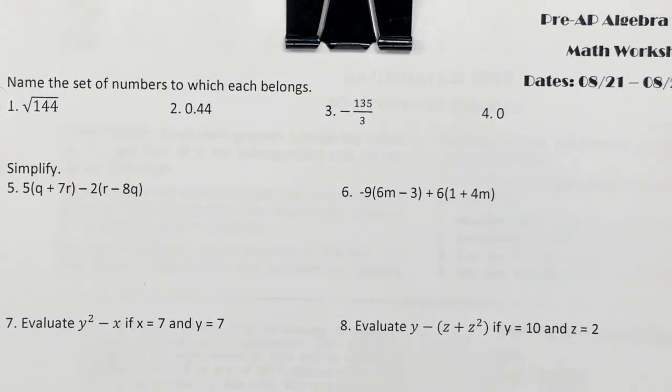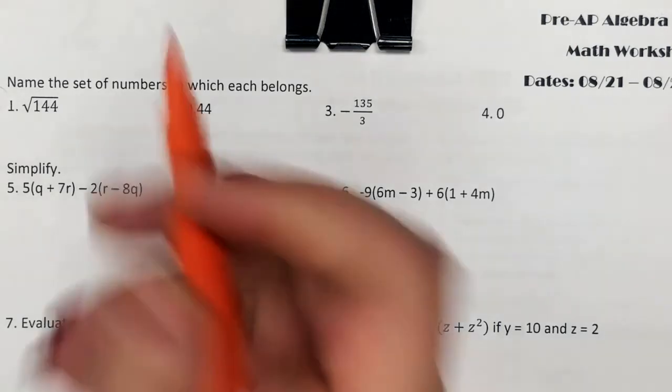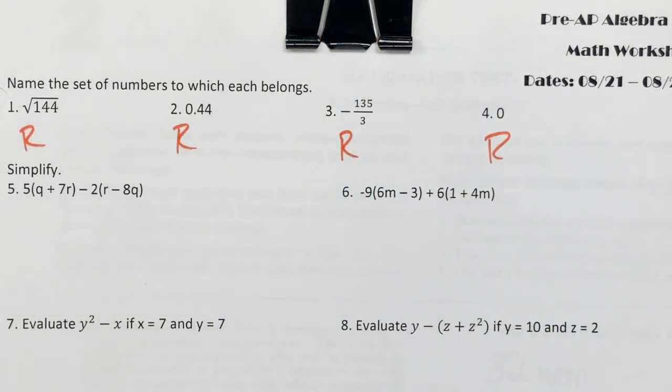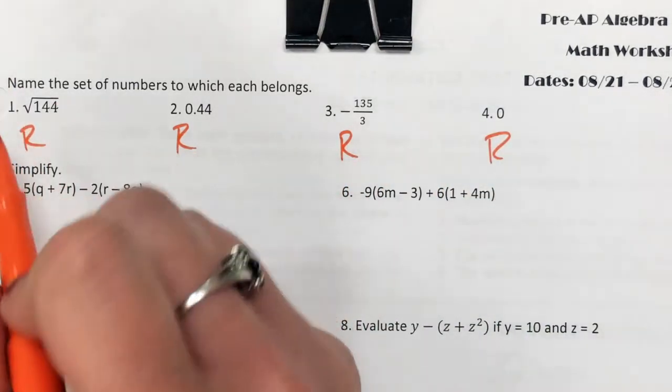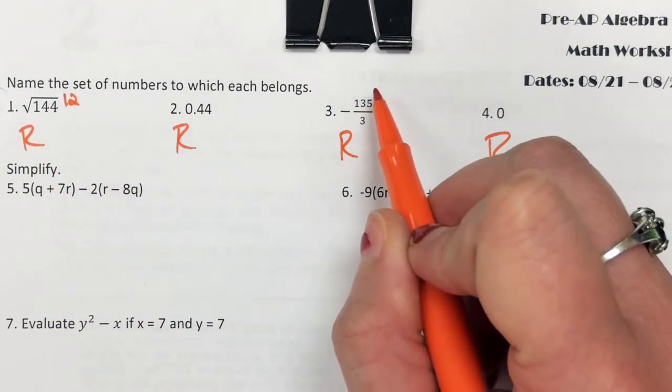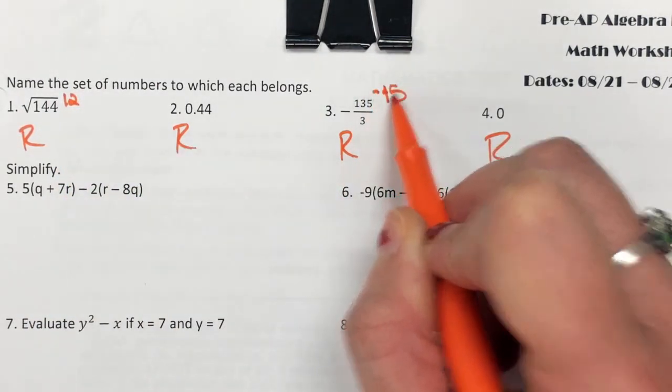Right, yes, what do we do first? What do we label everything as? Everything's labeled as real first. Okay, then what about square root of 144? How much is that? That's 12. And then what about negative 135 divided by 3? Negative 45. There you go.